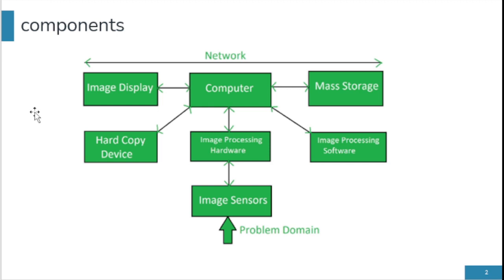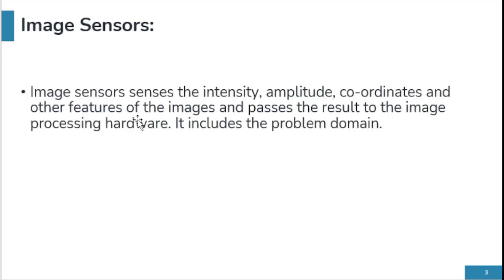It is made up of the following components, and the first component is the image sensor. It sends the problem to the image processing hardware, and then to the computer, image processing software, mass storage, hard copy device, and image display. Now we know the components of DIP, but we don't know how they work and what the definitions of all these are. So let's discuss it.